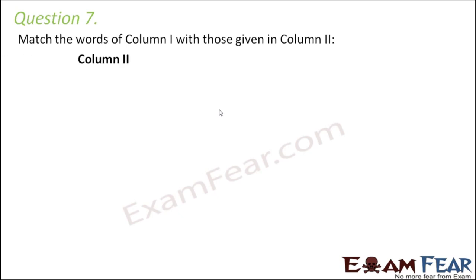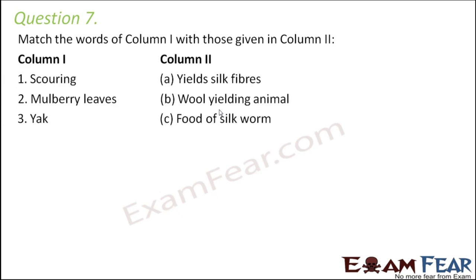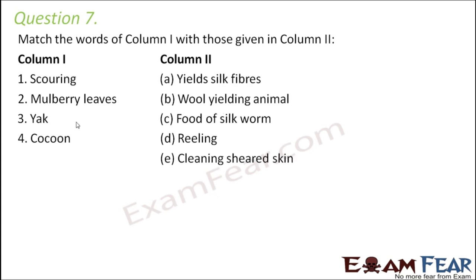Question number 7. Match column 1 with column 2. So you have a couple of things in both column 1 and 2. The first one is scouring. What is scouring? It is the second step in the entire process of wool processing. So what happens during scouring? The wool that is obtained from the animals is washed and cleaned properly to remove all the dirt and grease. So this has to match with cleaning sheared skin.